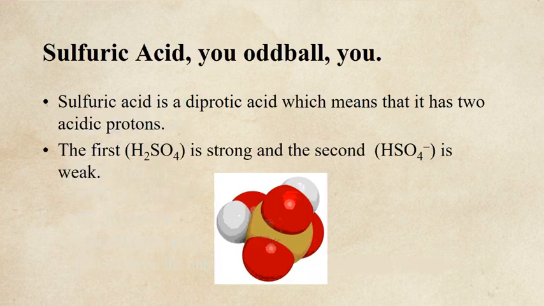So now let's talk about sulfuric acid. Sulfuric acid is kind of an oddball. It's diprotic, which means it's got two acidic protons, hydrogen ions that can be lost to form an acidic solution. The first proton, when H2SO4 dissociates, is a strong acid. The second proton coming off when hydrogen sulfate dissociates is weak. And it's, for our purposes, the only acid that's going to do that.